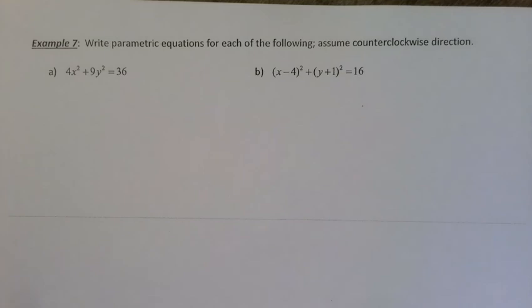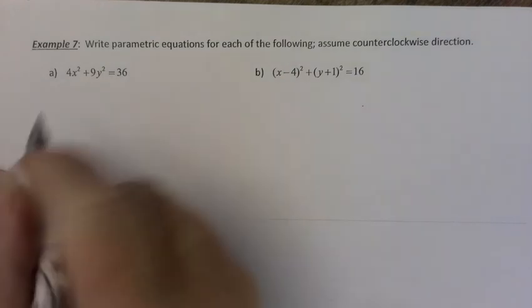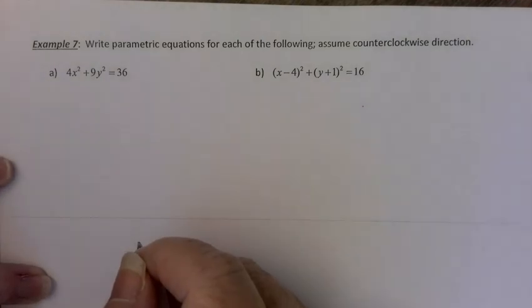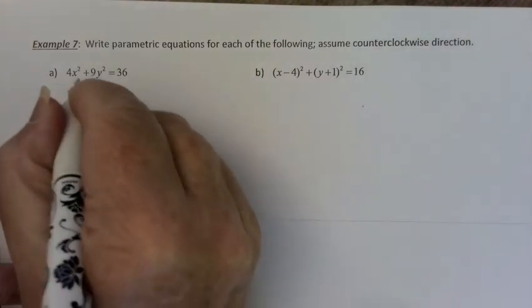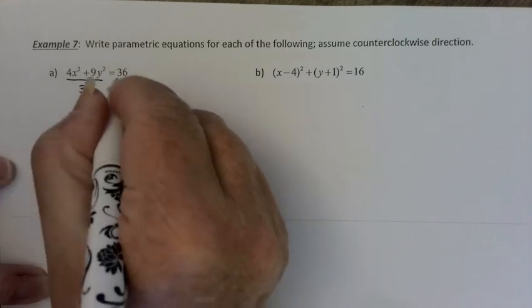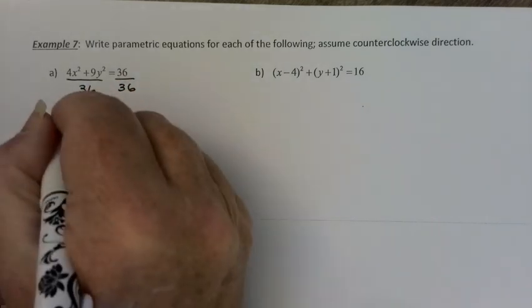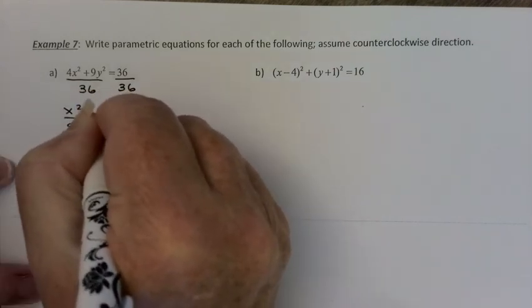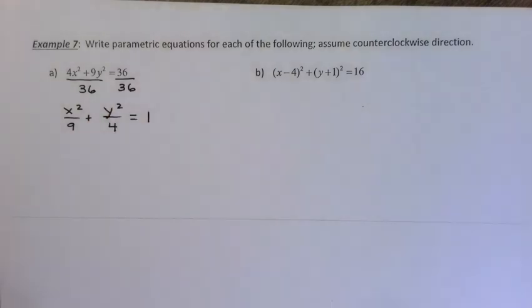All right, in example 7, I've given us standard form equations for circles and ellipses, and I would like us to figure out how to write them in the parametric form, and we'll continue to assume counterclockwise direction for now. This first one, since the x squared and y squared terms have different multipliers, I already know it's going to be an ellipse. And what I like to do is get it equal to 1. So I'm going to divide both sides of this equation by 36. That would give me x squared over 9 plus y squared over 4 equals 1.